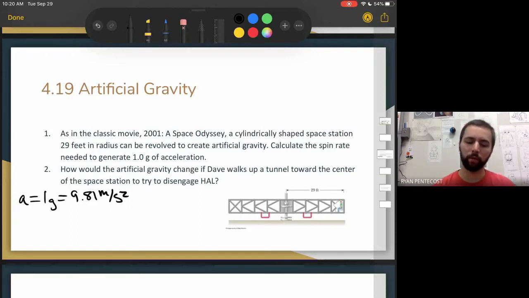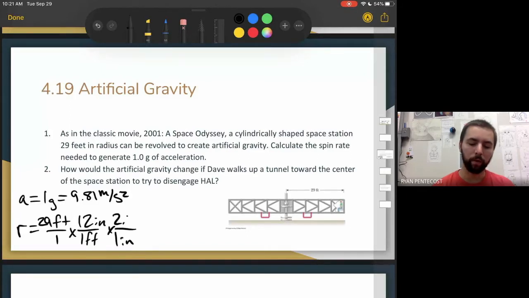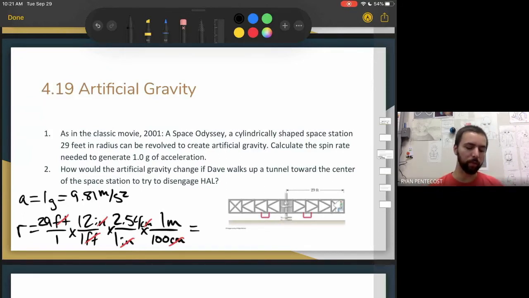And then the other given we have, the radius is 29 feet, but we need that in meters. I can't remember feet to meters off the top of my head, so I always go to inches and centimeters. It takes us a couple steps, but it's not too slow. If you know the feet to meter conversion, then by all means use that instead. It cuts down on the time, and physics is all about saving time, especially when you're having to do this on a test.